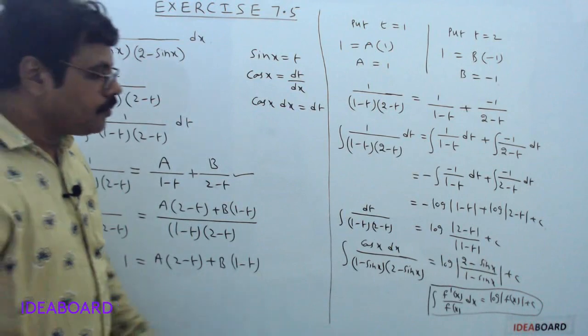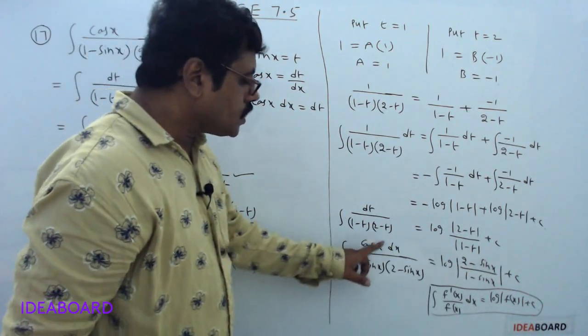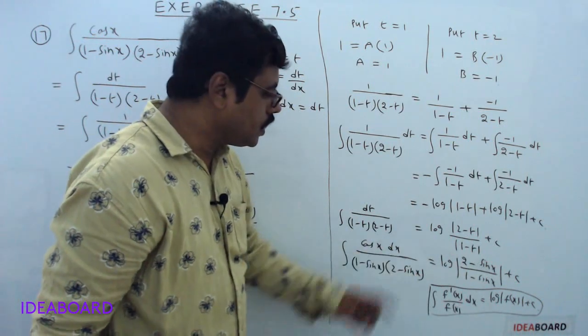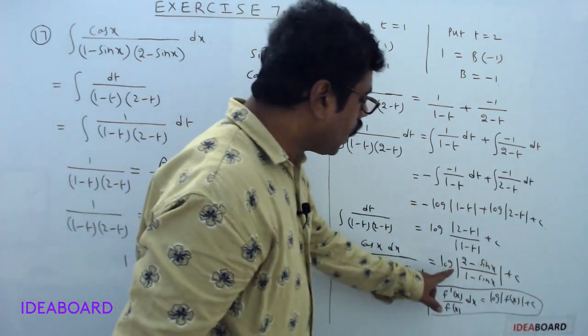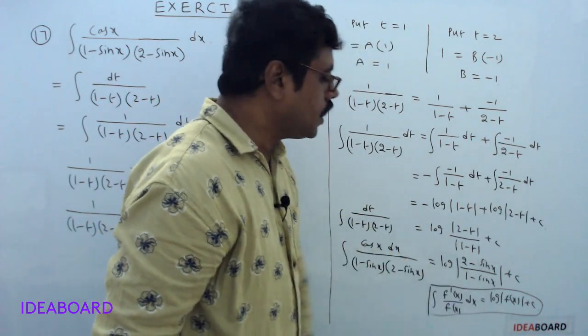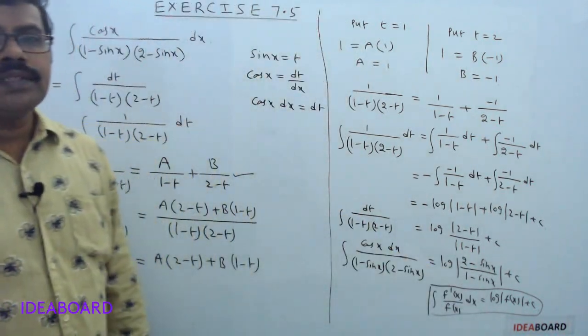So what is the final answer? Integral cos x divided by (1 minus sin x) into (2 minus sin x) into dx equals log mod of (2 minus sin x) divided by (1 minus sin x) plus a constant term c.